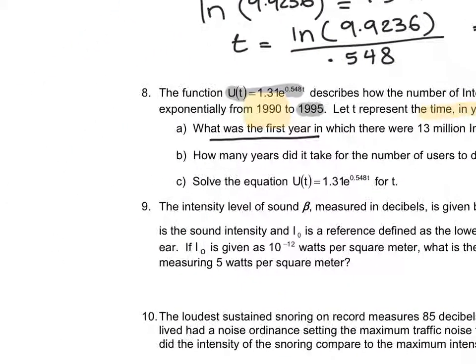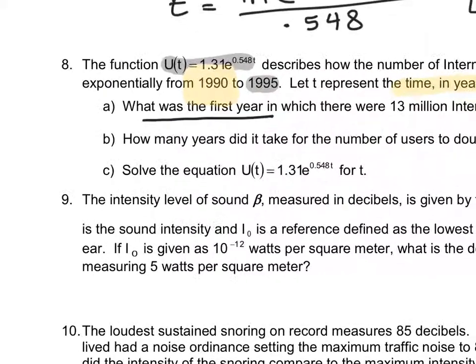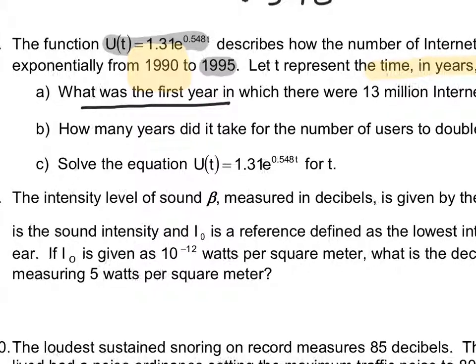Now in C, they just want me to solve for t in terms of u(t). So they're not giving me a final answer. I just need to solve in terms of t. To do that, remember you divide by the initial amount. So e to the power 0.548t is equal to u(t) over 1.31.